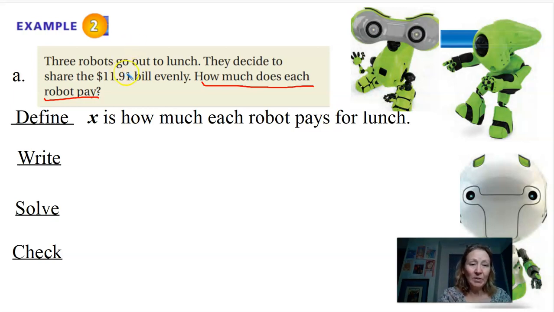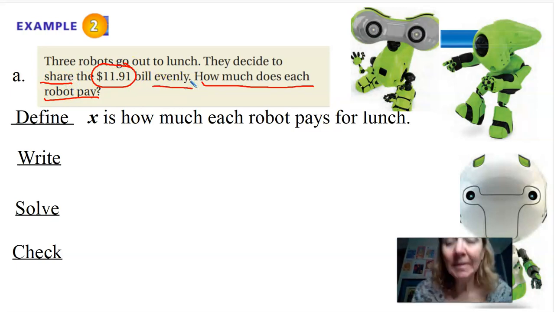Okay, so I'm going to circle the 11.91, and I'm going to underline share evenly. Okay, so share evenly to me means a division problem. I'm going to write this as an equation that you need to solve, like hopefully this is what you're thinking.